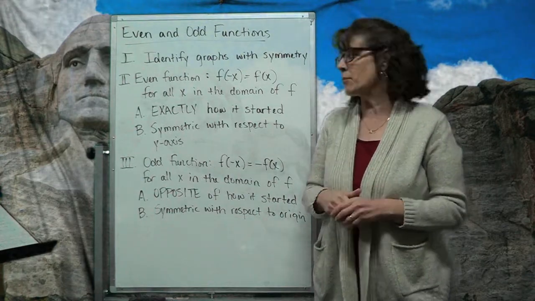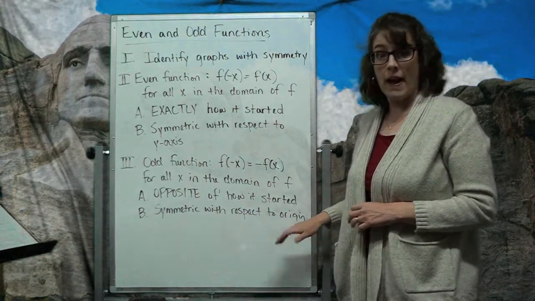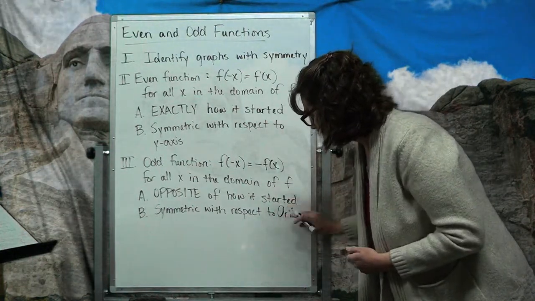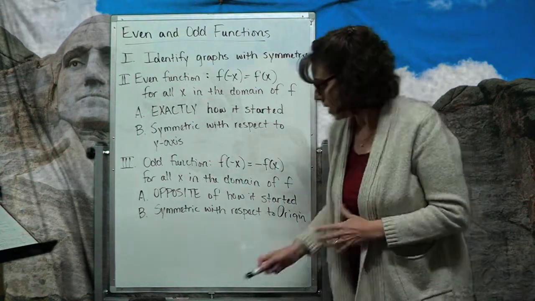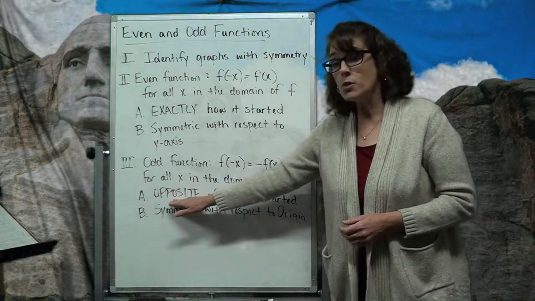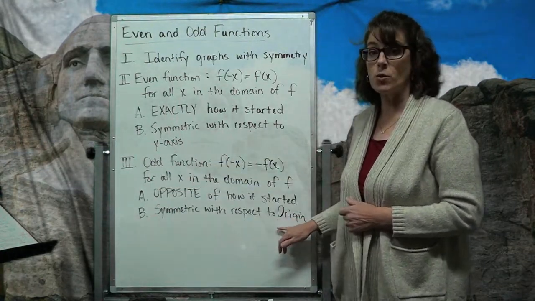The ways to remember it are opposite, odd, origin. Big 3 O's right there. Matter of fact, I really ought to put this in caps so that you can see that. The big 3 O's: opposite, odd, origin. So if I come up with the opposite of what I had before, it's an odd function. If it's an odd function, it has symmetry with respect to the origin.